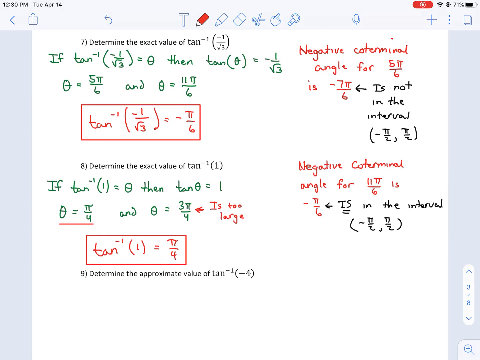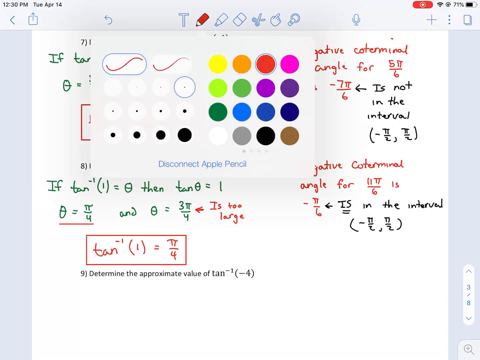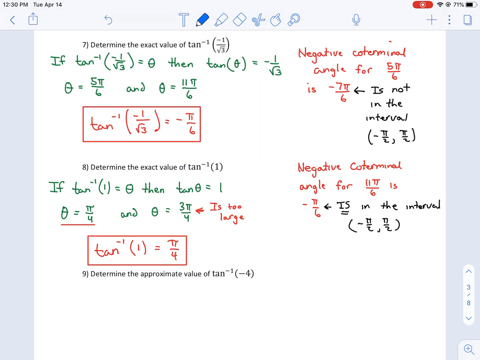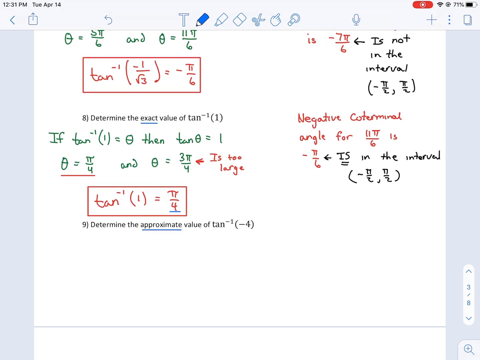Okay. Number 9, determine the approximate value of inverse tangent of -4. Now notice the verbiage change here. The previous problem was exact, and we got an exact value. This problem is asking for an approximate value for the inverse tangent of -4. So I'm still going to write out the sentence. If the inverse tangent of -4 is equal to theta, then tangent of theta is equal to -4.